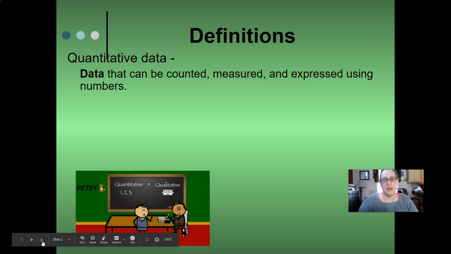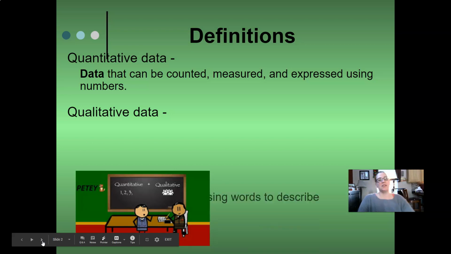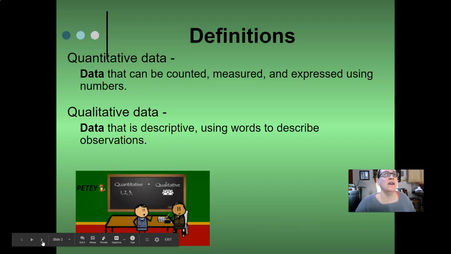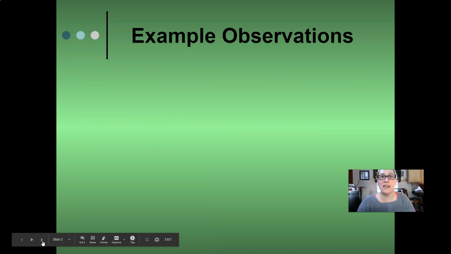We also have qualitative data or observations, and these are words that we would use to describe a substance or an object. So you either look at measurements in numbers, that's quantitative, or you look at using descriptions in words, that's qualitative. So here's an example.